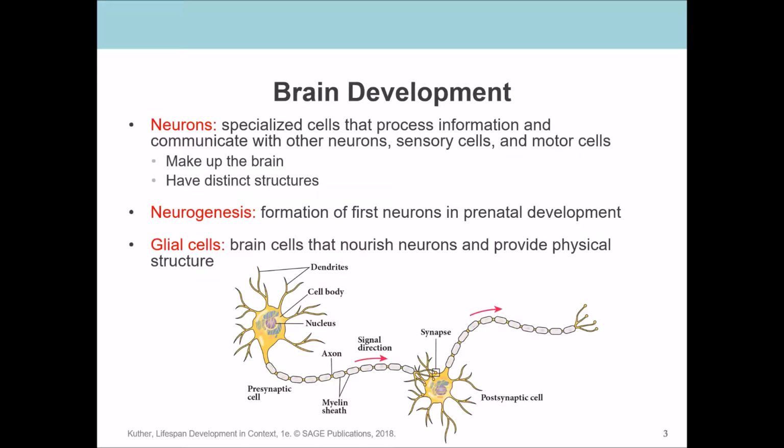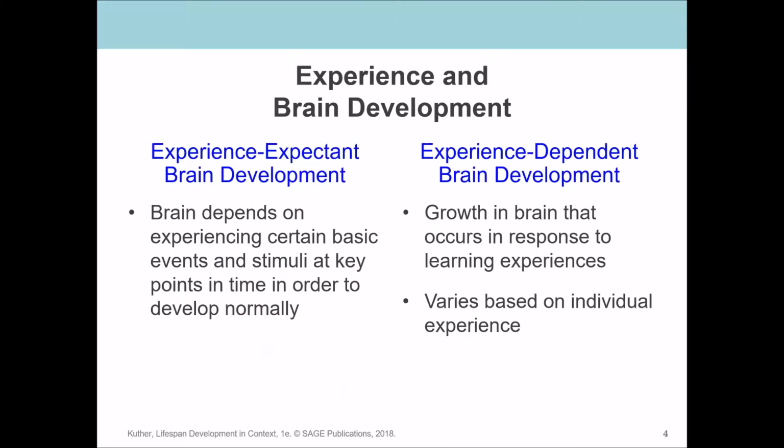Also important, glial cells. These are brain cells that provide structure and nourishment to neurons, and they outnumber neurons about 10 to 1. So your brain goes through two different types of development. The first one is experience expectant, and the second is experience dependent. With experience expectant brain development, your brain depends on experiencing certain basic events and stimuli at key points in time for typical development to happen.